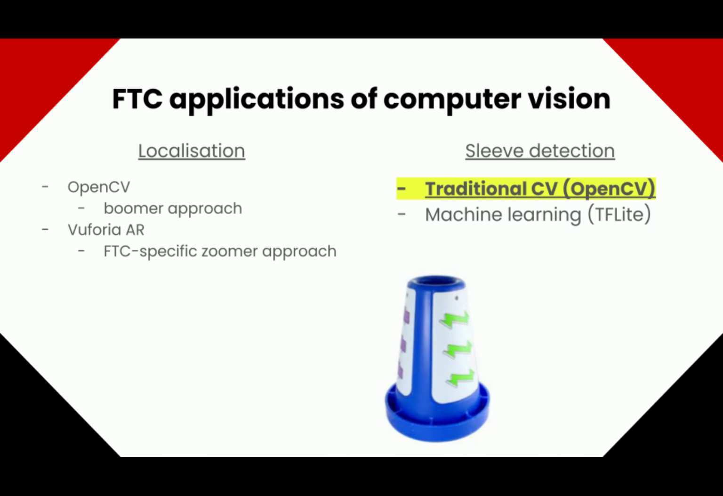There are several ways to use computer vision in FTC. For localization, OpenCV and Vuforia can be used. But for today's video, we're going to focus on single sleeve detection and using OpenCV.